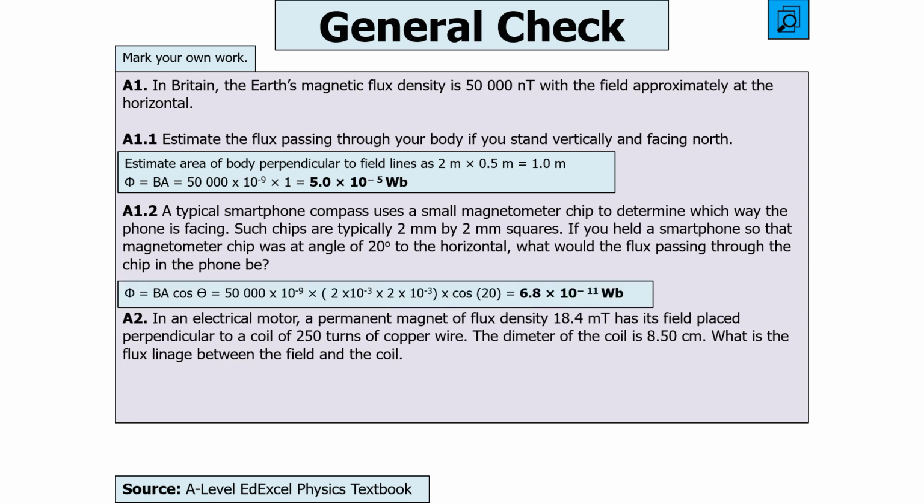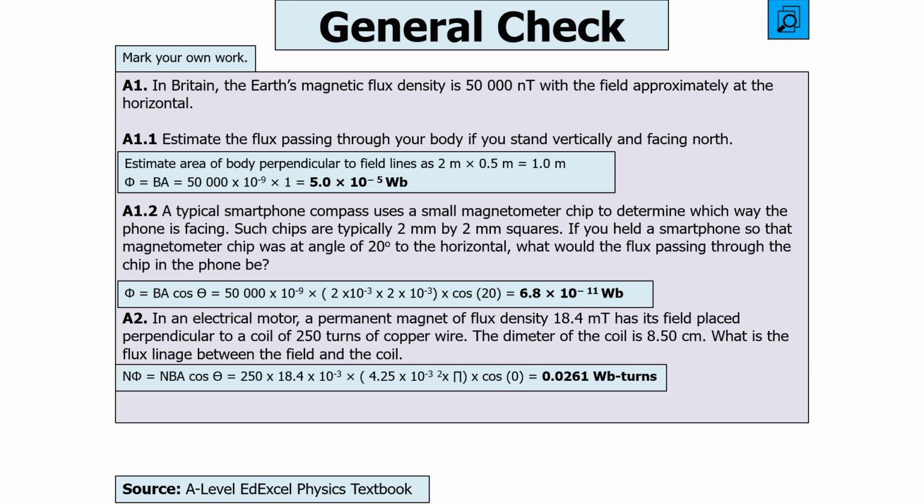Now in this next one, we know that the flux is equal to BA cos theta. We pop in all the values. Now again, remember it is a square, but it's in millimeters, so it's 2 times 10 to the minus 3 times by 2 times 10 to the minus 3. Pop in our angle there, 20 degrees, so we get 6.8 times 10 to the minus 11 Webers.